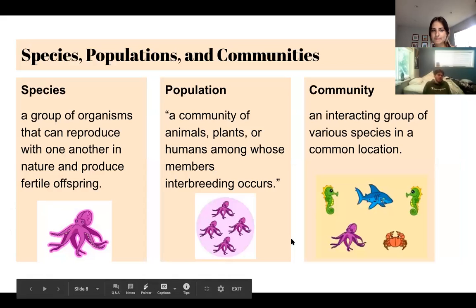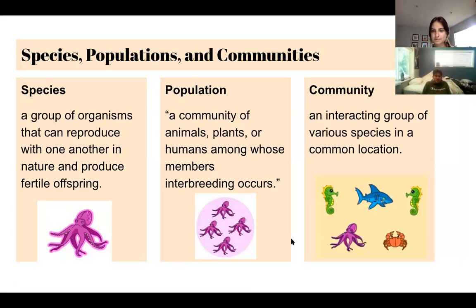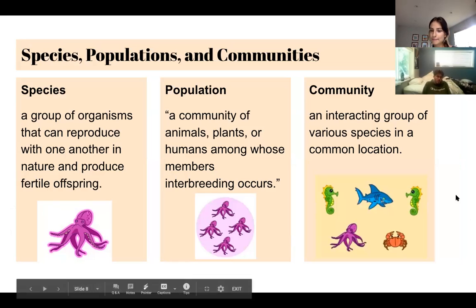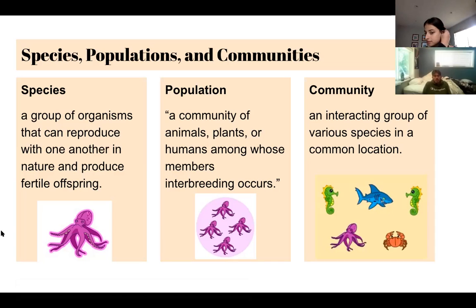I know there's three terms to define: species, population, and community. A species is a group of organisms that can reproduce with one another in nature and produce fertile offspring. A population is a community of animals, plants, or humans, among whose members interbreeding occurs. And a community is an interacting group of various species in a common location.